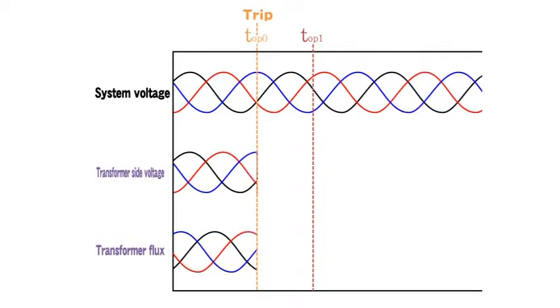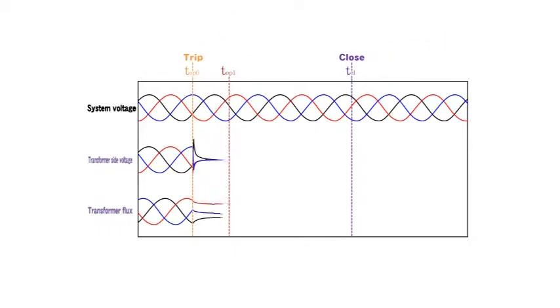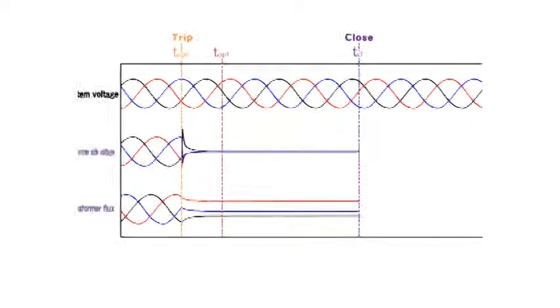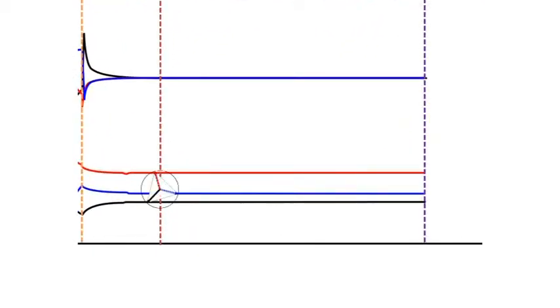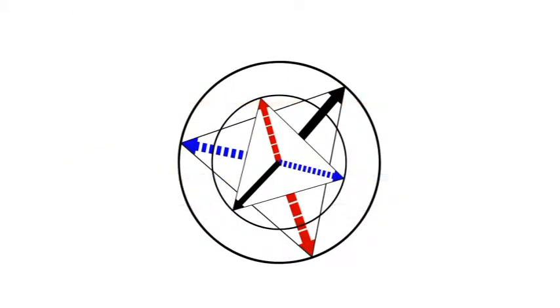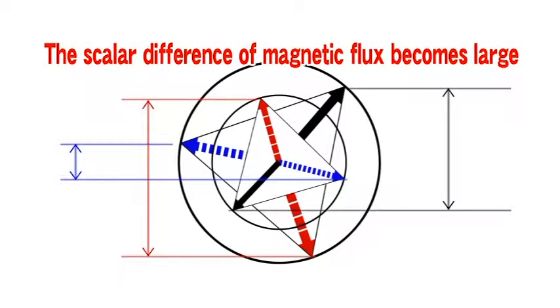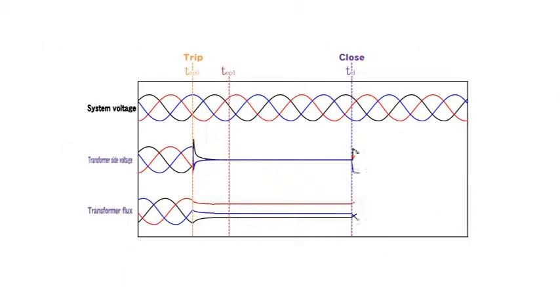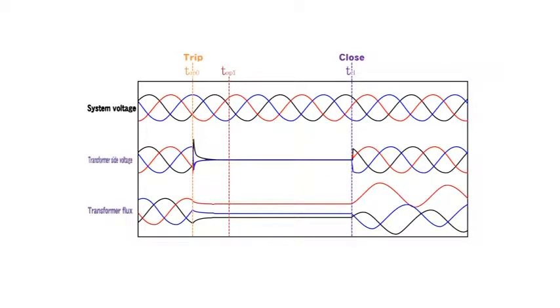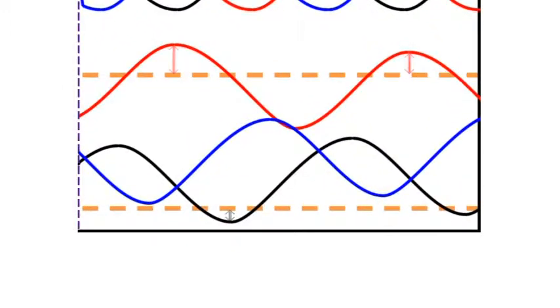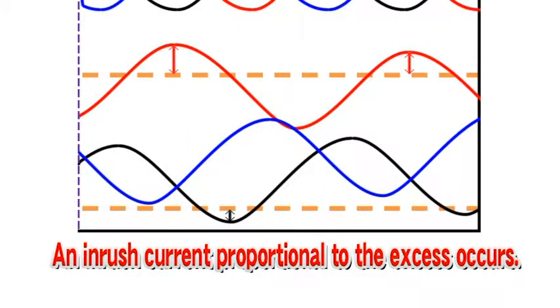This is a model waveform of the system voltages and transformer voltages and fluxes. After tripping, the residual fluxes and initial fluxes that occur when the circuit breaker is closed repel or reverse their polarity. The scalar difference of the magnetic fluxes becomes large, causing the superimposed state of the fluxes to distort significantly. When the magnetic fluxes in the transformer reach the saturated region, an inrush current proportional to the excess occurs.